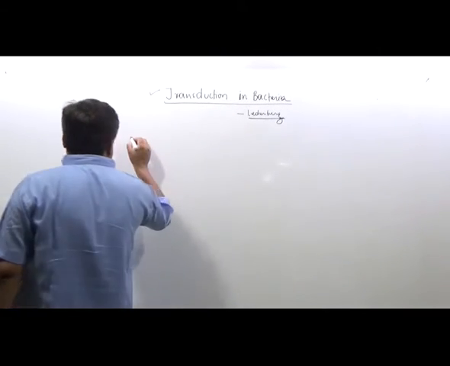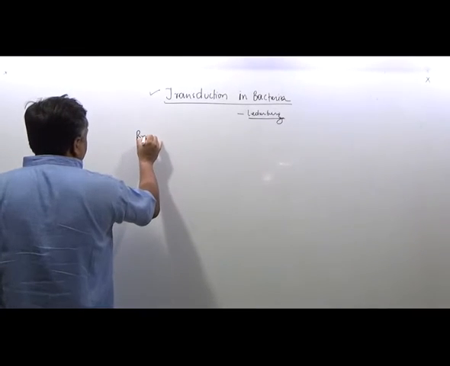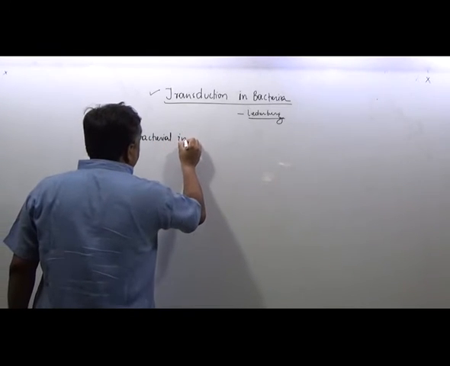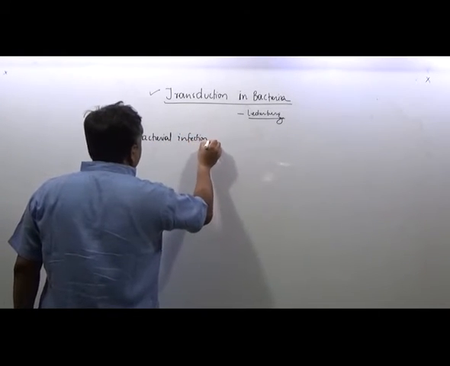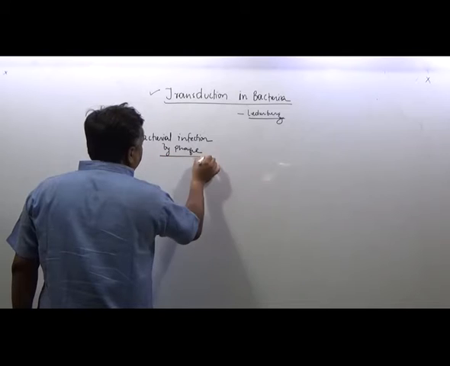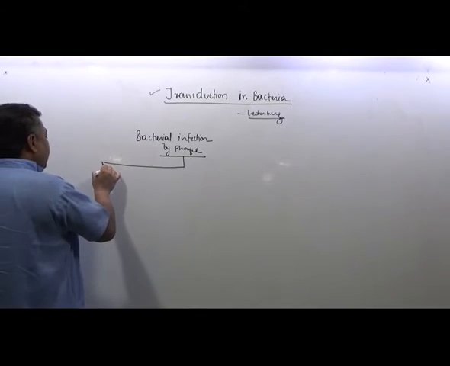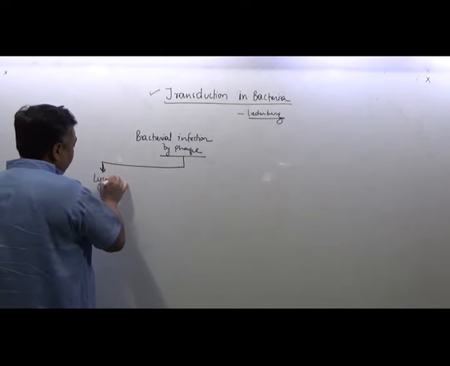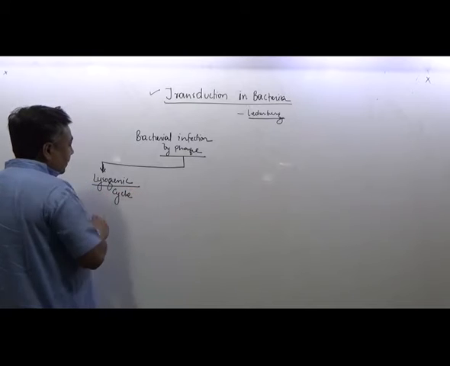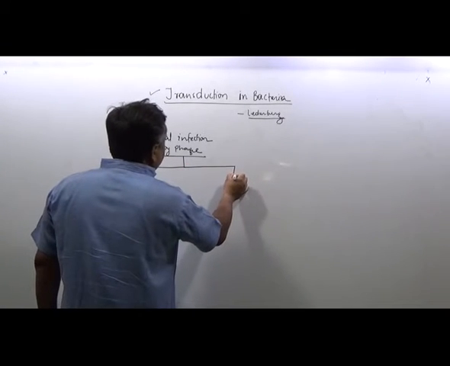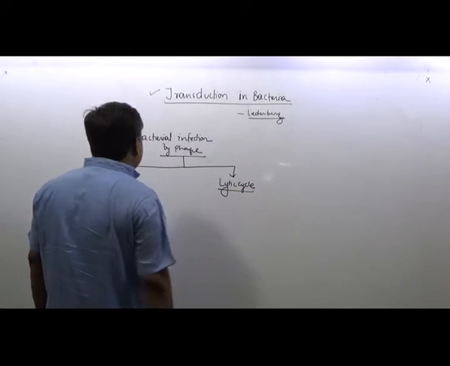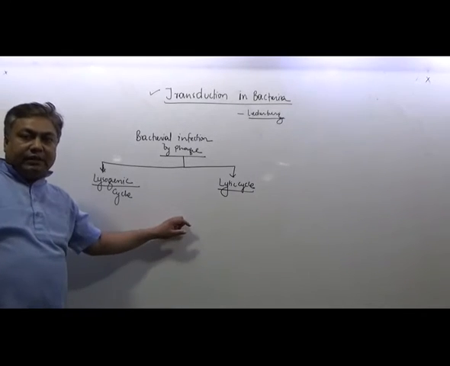So, bacterial infection by phage particle may result into either a lysogenic cycle, or that may be a lytic cycle. What is lysogenic cycle and what is lytic cycle?